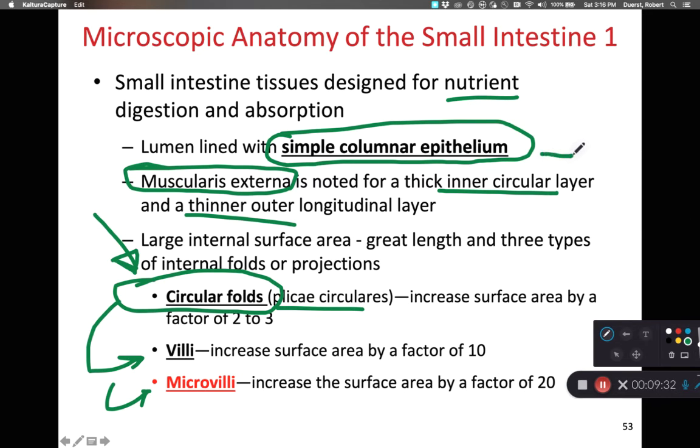So as we look at a villus, you can think of a villus as an extension or a little bump that has a lot of individual little cells on it.